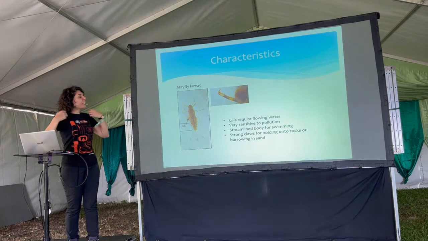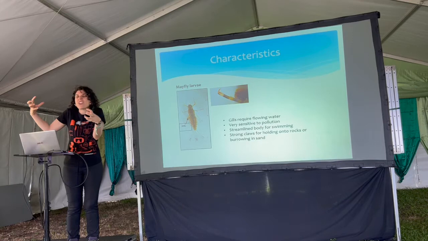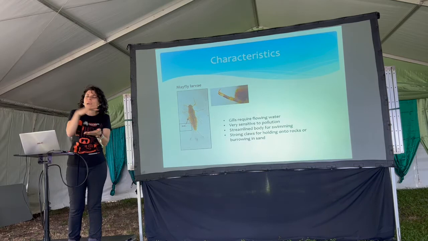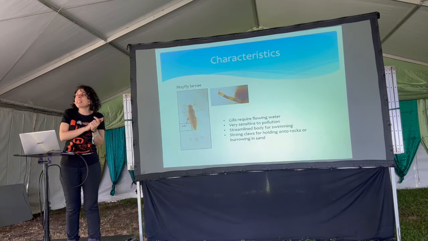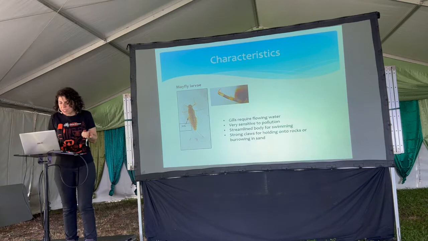So their body is streamlined so that they can move through the water well. And also, they tend to have really strong claws on their feet or on their legs, and so that's to hold onto things. So remember, I was describing the riffle before, where there's rocks and the water's coming past really fast. So the mayfly, to stay in that area, either will swim against the current or will hold onto rocks or dig into the sand so they don't constantly float away. So that's part of their adaptations for living in that sort of environment.